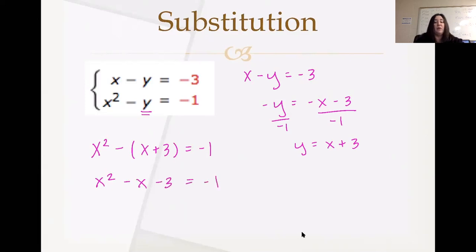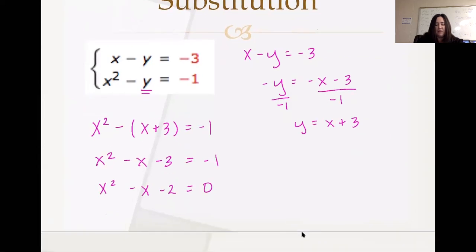Well, here we really have a quadratic. To solve our quadratic, we need to make it equal to 0. So we're going to add 1 to the other side. So we'd have x squared minus x minus 2 equals 0. Then we're going to solve our quadratic. We can solve this one by factoring.